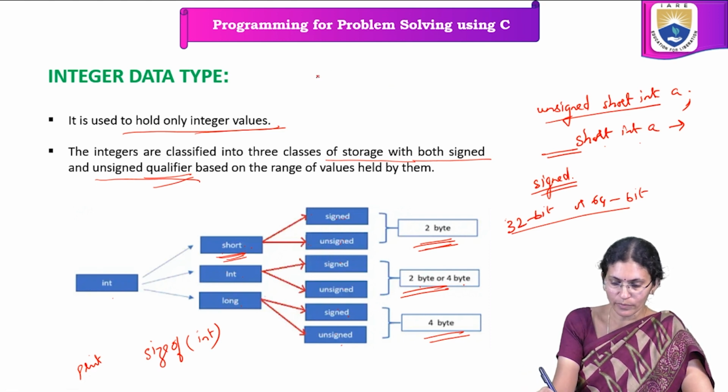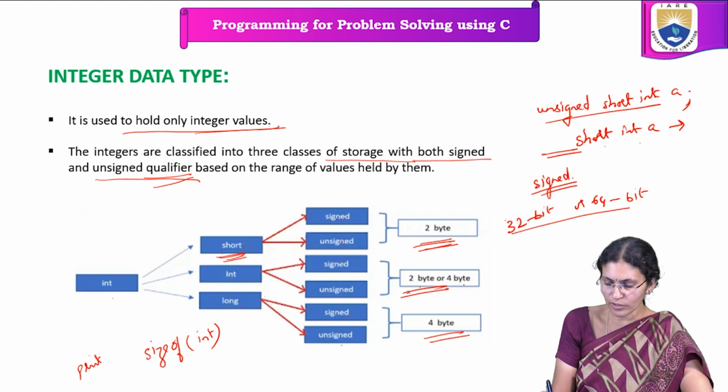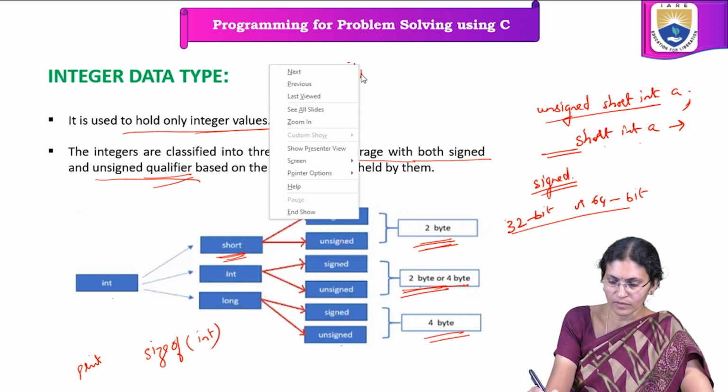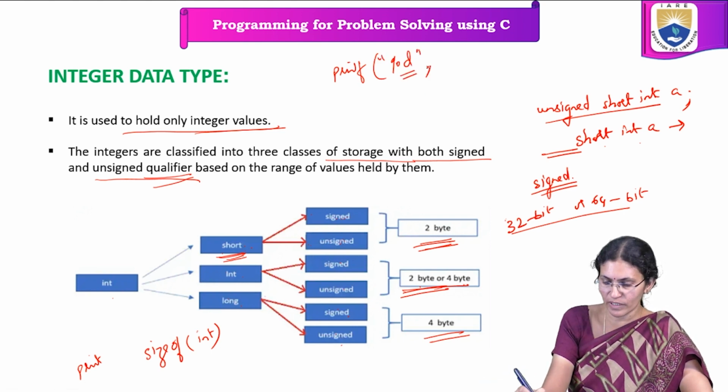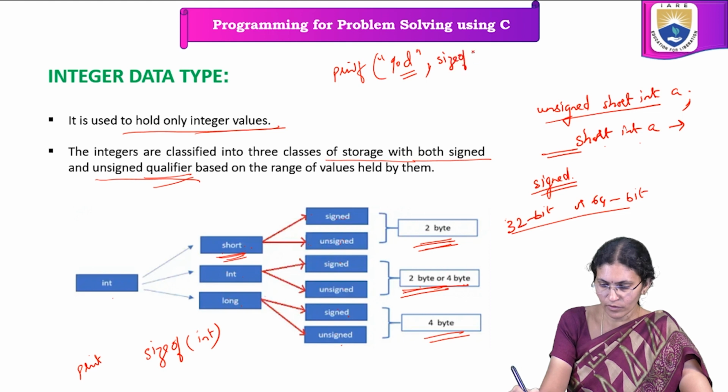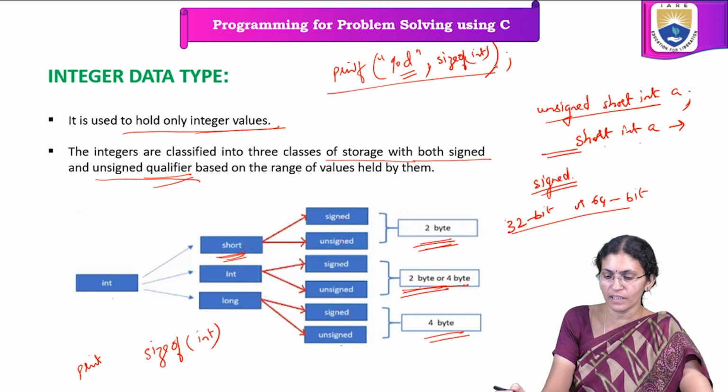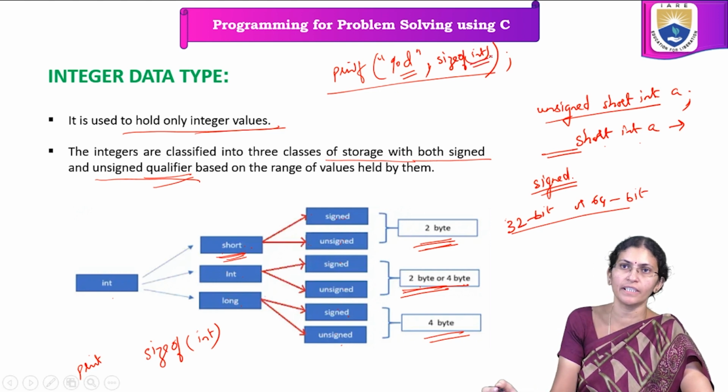By using the sizeof operator, you can determine how much memory is required for a particular data type. For example, if you write printf, then this is a format specifier. Sizeof int. This statement will give the size of the integer data type.